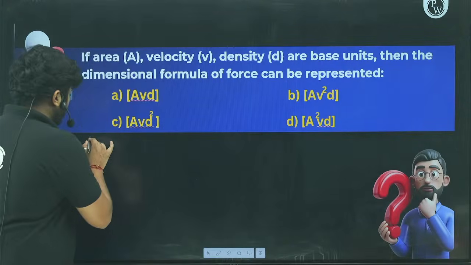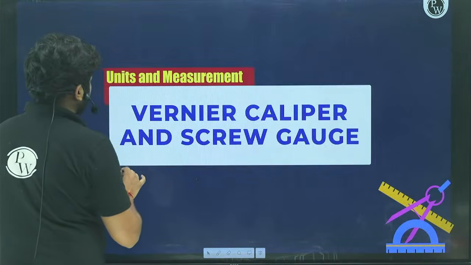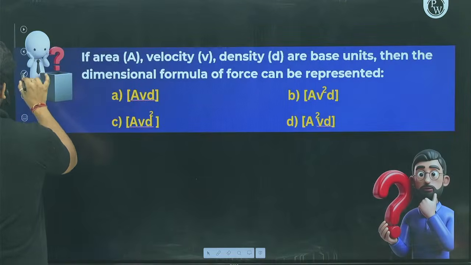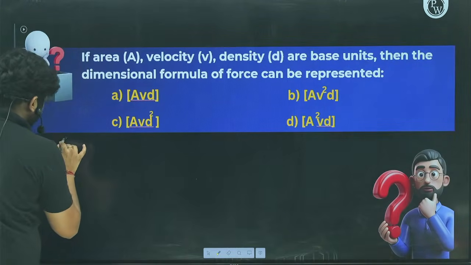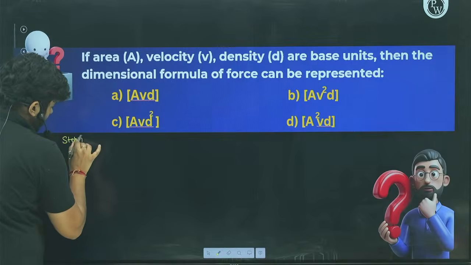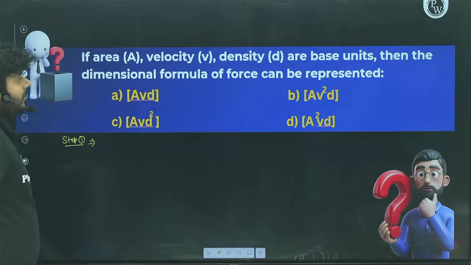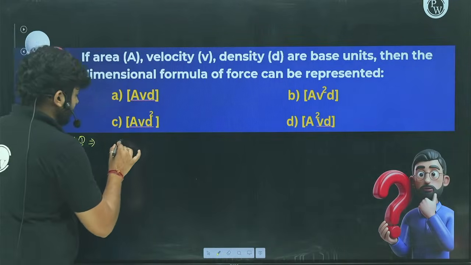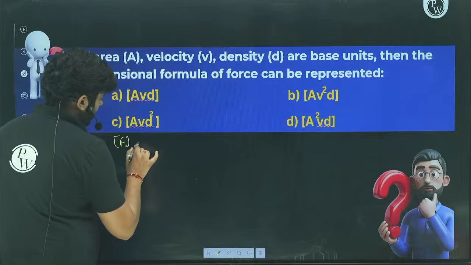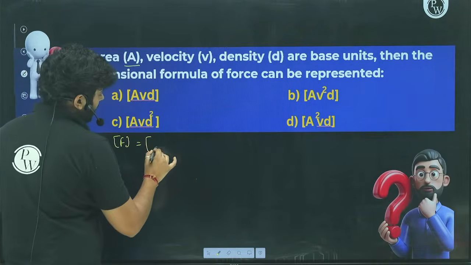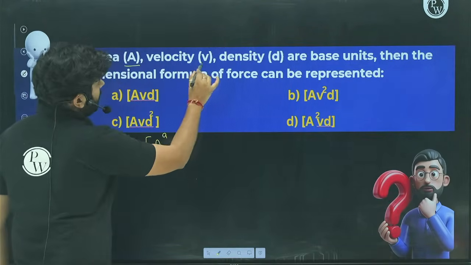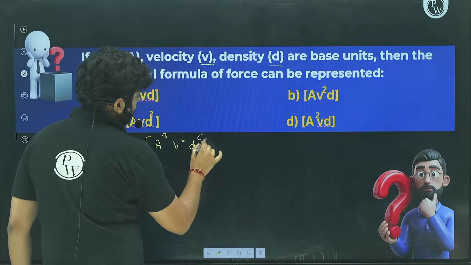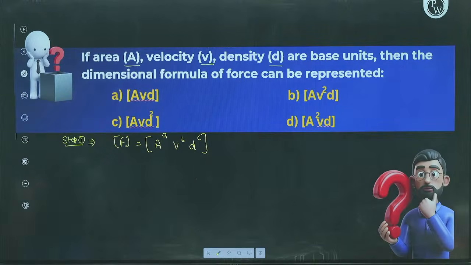So step one: whenever we want to do dimensional analysis, always assume the relation. Let's say the thing we are calculating, the force, depends on area to the power A, velocity to the power B, and density to the power C. Now we can go on and calculate it.